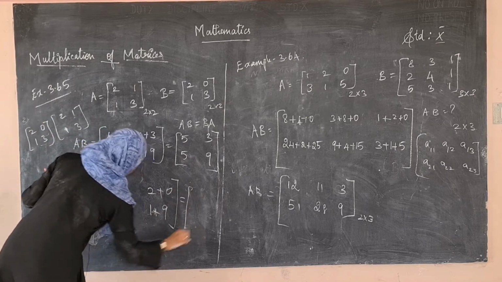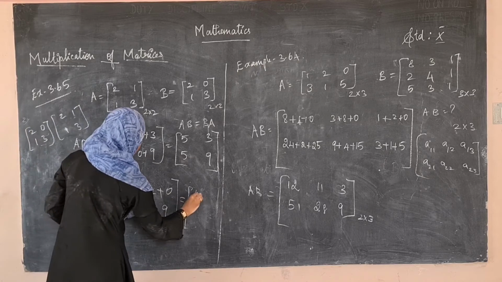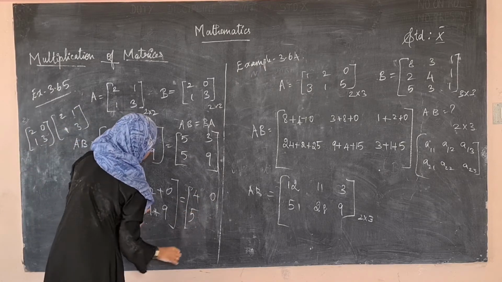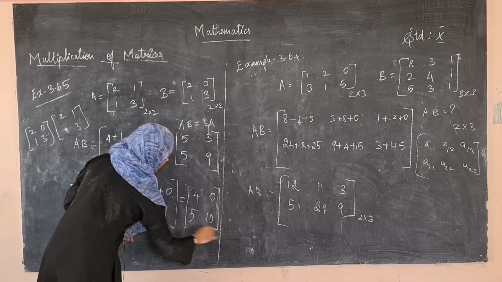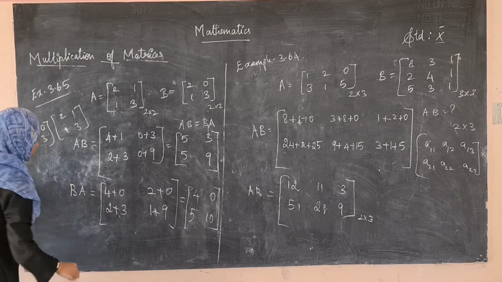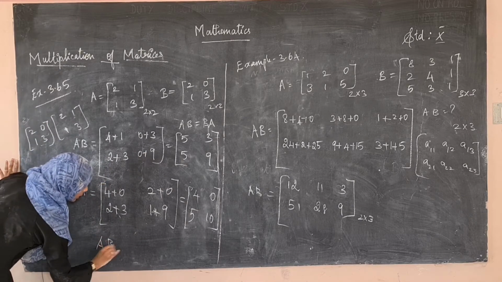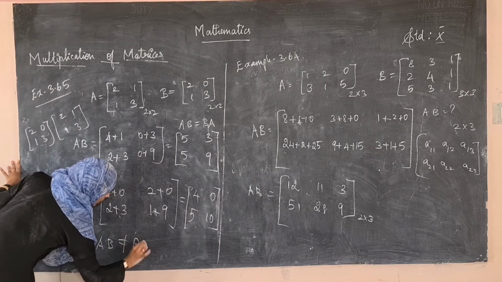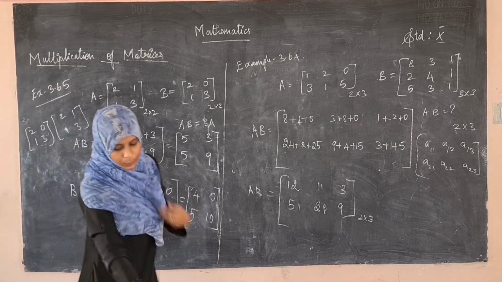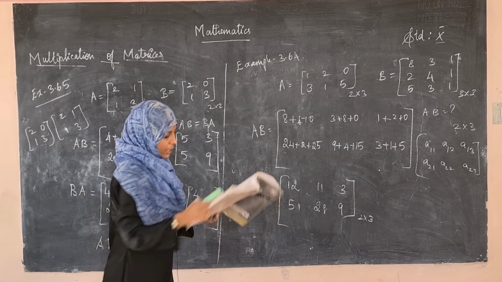What's the resulting answer? 4 plus 0, 4. 2 plus 0, 2. 2 plus 3 is 5. 1 plus 9, 10. Are these two the same? No, these two matrices are not the same. Therefore, AB is not equal to BA. Now let us move on to the next sum, 3.70.